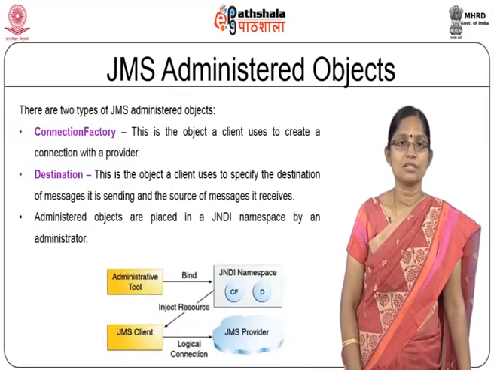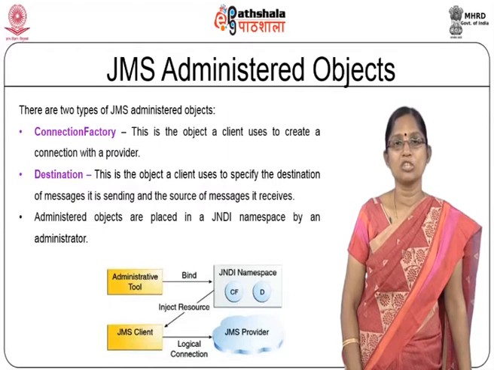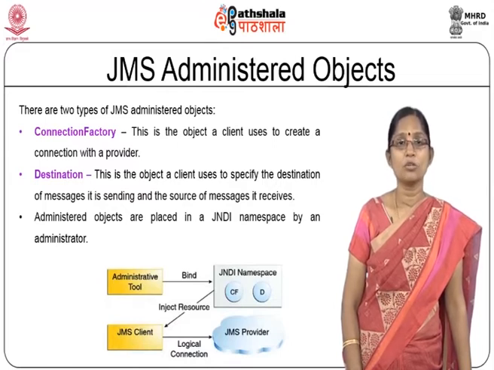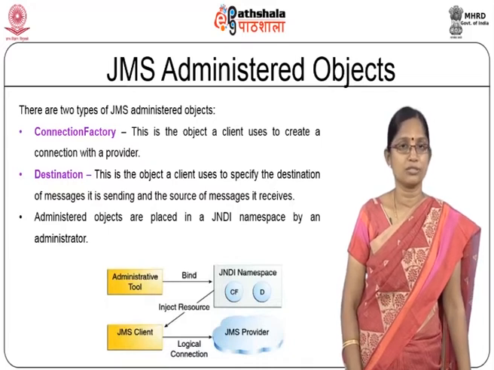Now, you can go through this. Connection factory means it is an object a client uses to create a connection with the provider. That is, in order to establish a connection with the JMS provider, this object is used. And destination, I already told you that the client uses this destination to send messages, that is, to specify where these messages should be stored, so that when the receiver wants to receive, it can receive from the source of messages.